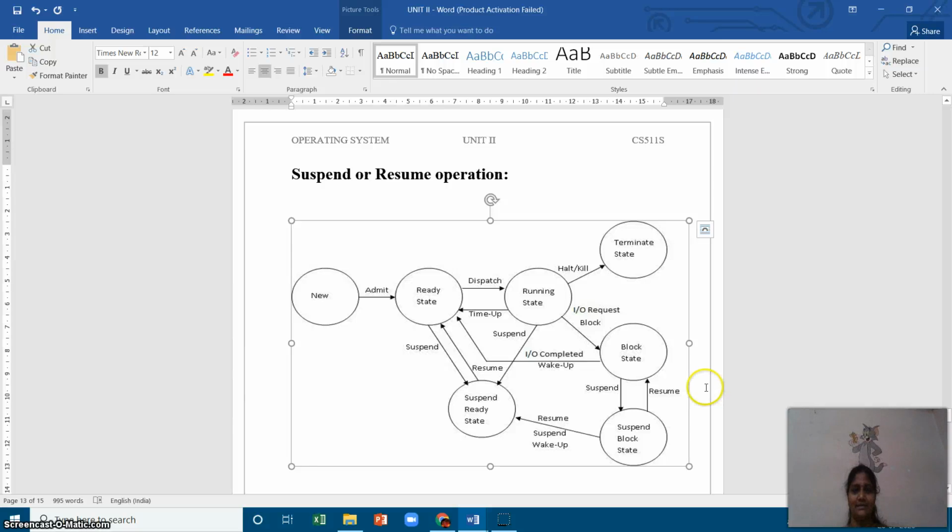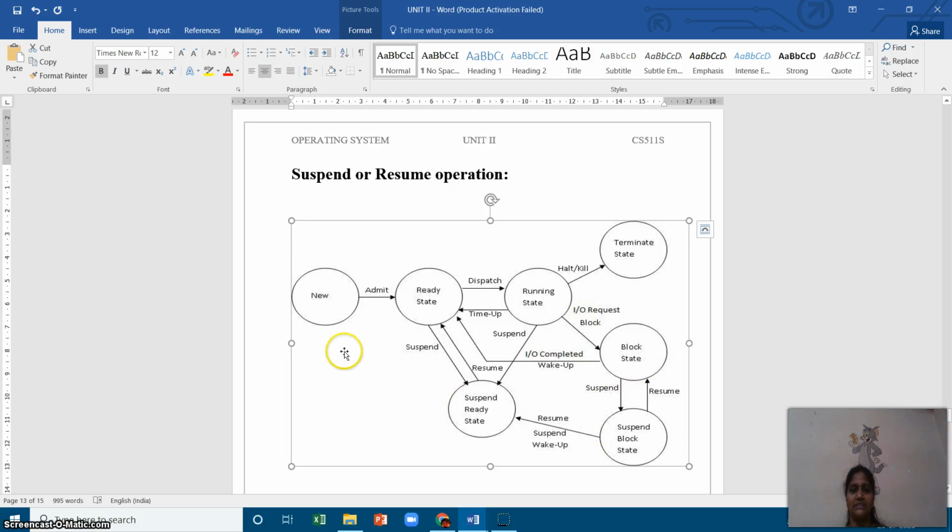Hi everybody. Today we are going to see about suspend or resume operation. What is suspend operation? If we want to stop any process temporarily, then we'll be executing a suspend operation. Again, if you want to proceed with that process, then we'll be using the resume operation.